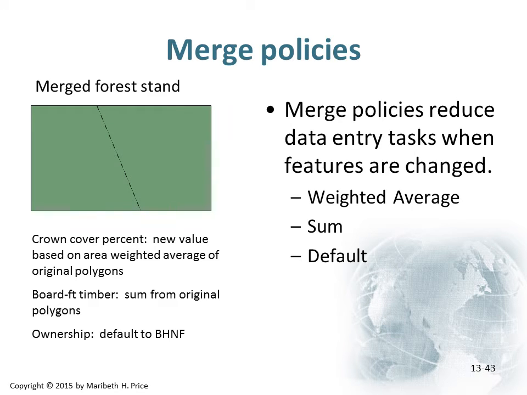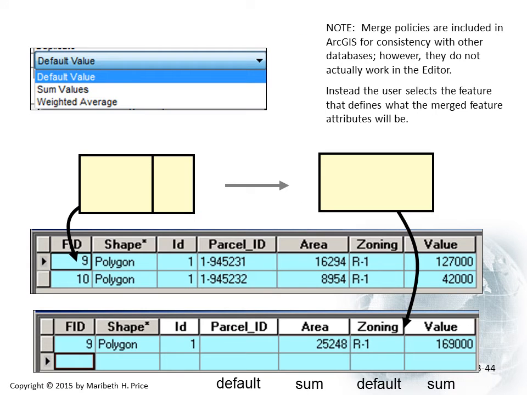Merge policies. Merge reduces data entry tasks when features are changed. Things like weighted averages, sums, and defaults. Crown cover percent is a new value based on area weighted average of the original polygons. So board feet of timber is summed from the original polygons, and the ownership is defaulted to the area. Merge policies are included in ArcGIS for consistency with other databases. However, they do not actually work in the editor. Instead, the user selects the features that define what the merged feature's attributes will be.